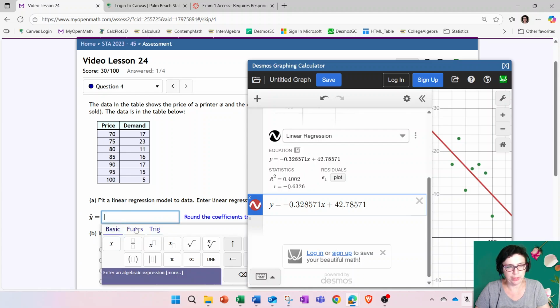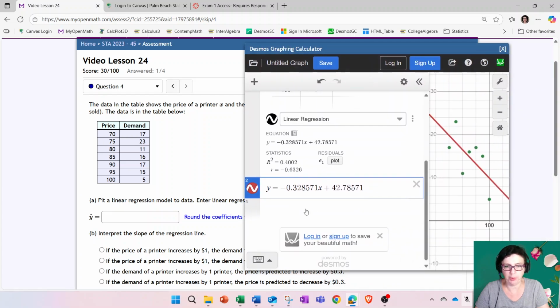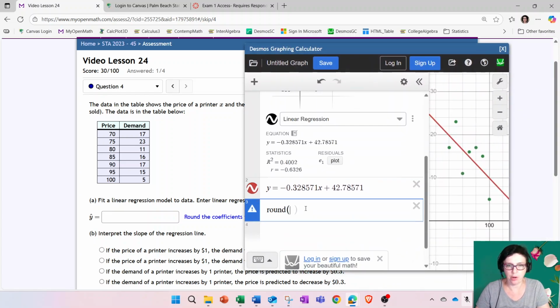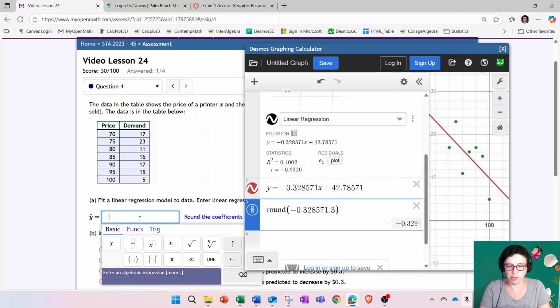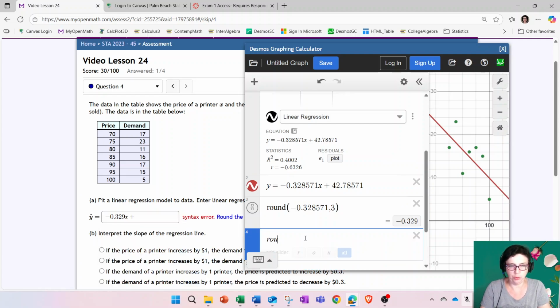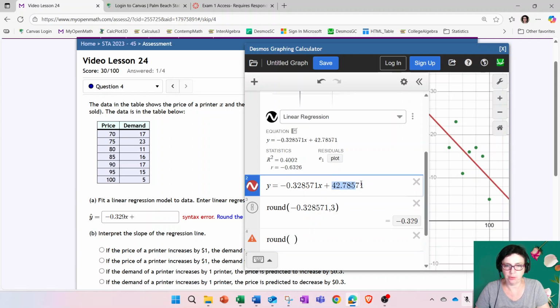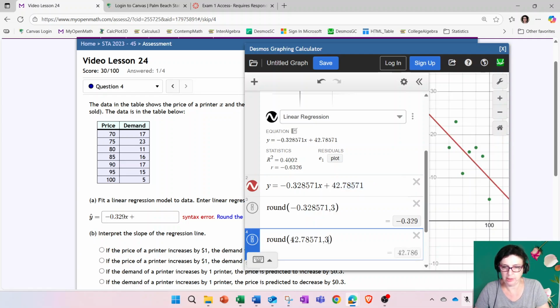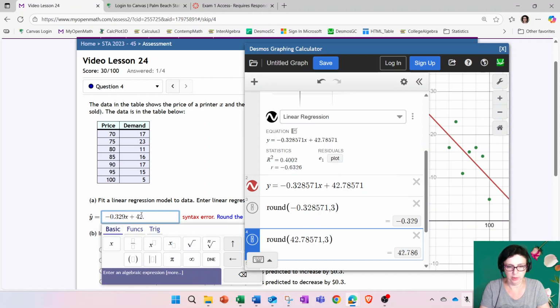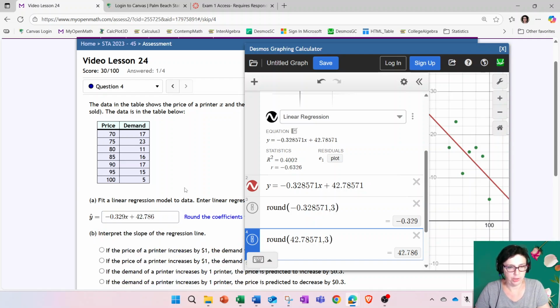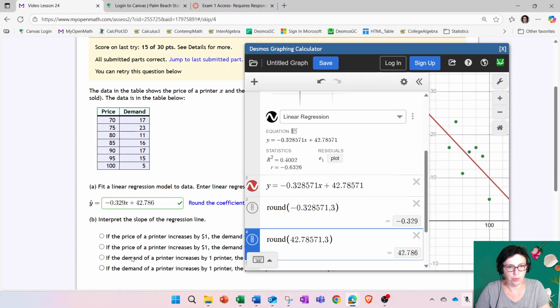And we would type this over here, except we do need to round to 3 decimal places. So let's go ahead and round the slope. Notice how the slope here is negative. So that goes in here. Don't forget the x because it's an equation. Plus, okay, so now let's do the y-intercept. Let's round that to 3 decimal places. So that would be that. Okay, so now let me just submit to make sure I got this right.